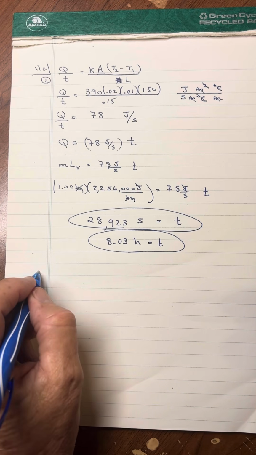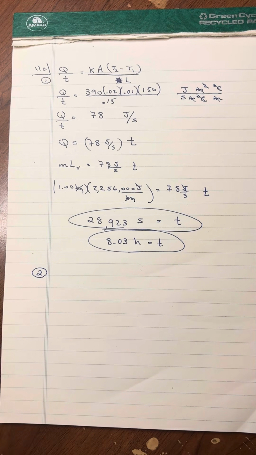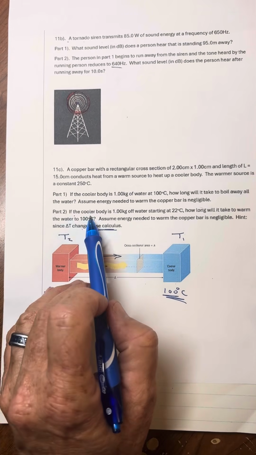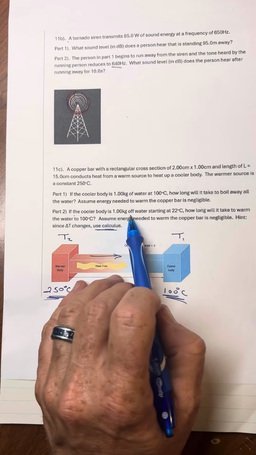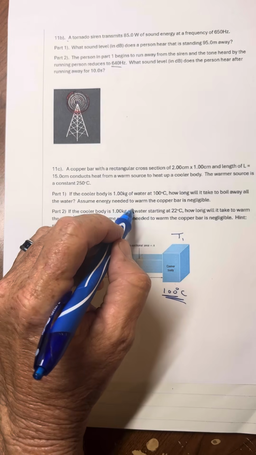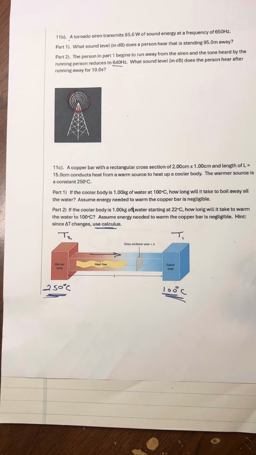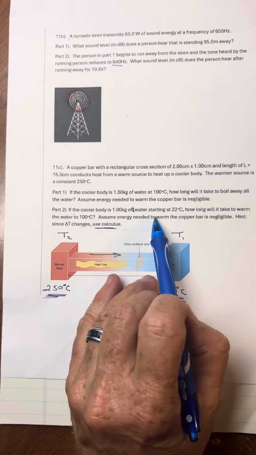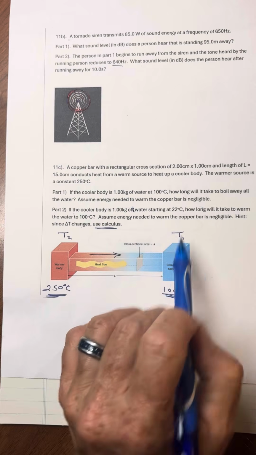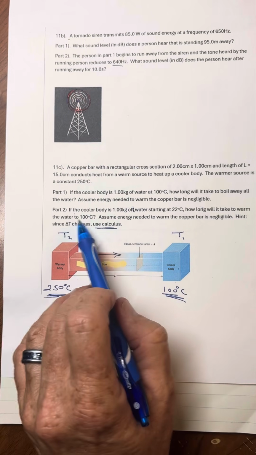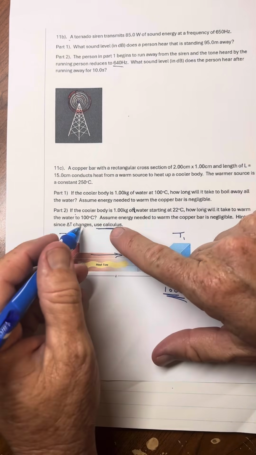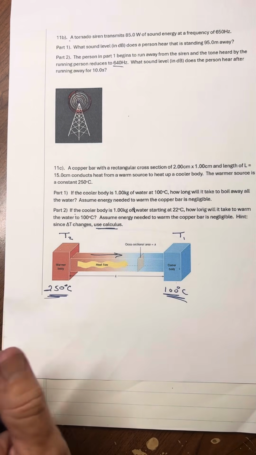But now let's get to the harder one here in part 2, because it says here, if the cooler body, which we call T1, is this 1 kilogram of water, it starts at 22 degrees Celsius. How long will it take to warm it up to 100 degrees? So in other words, this is kind of the preconditioning of what would happen for number 1.